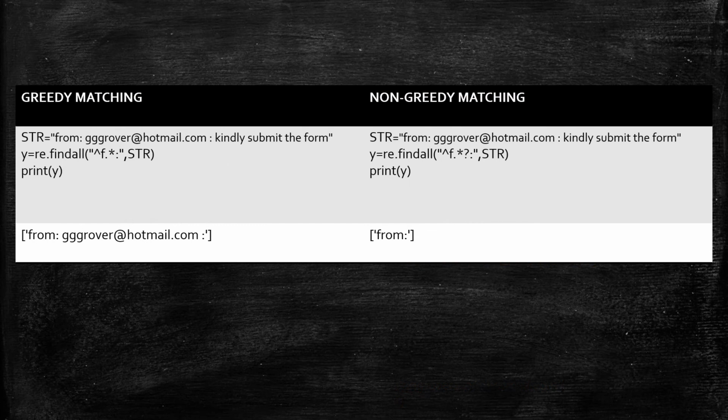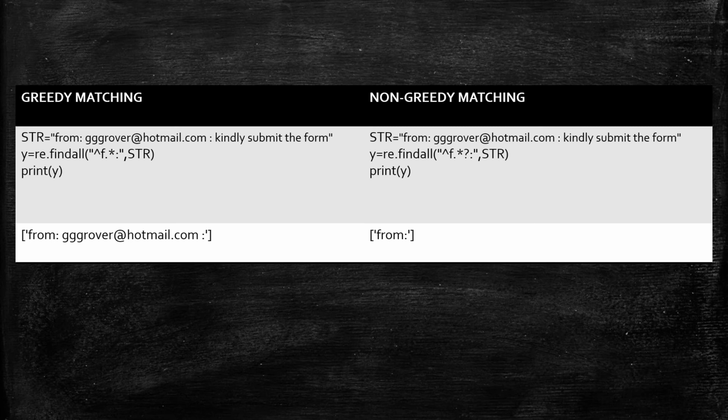Okay, the last slide is how do you actually fine tune your string extraction? Basically, there is a difference between greedy matching and non-greedy matching. Python normally follows the greedy matching algorithm, and you can convert it into a non-greedy matching using a meta character question mark. Now let us see this example. There is a string called str, and within the string I am using from colon a mail ID GGROVER@hotmail.com colon again. Kindly submit the form.